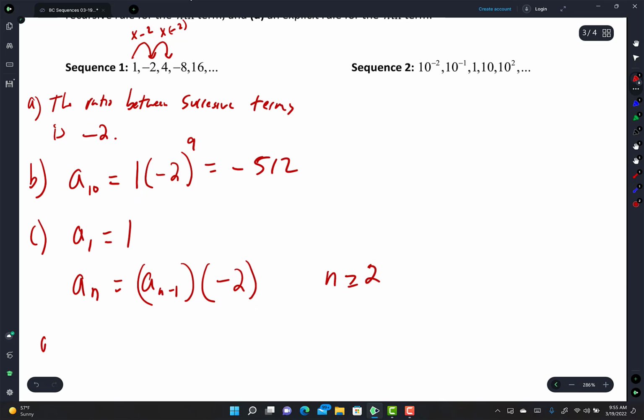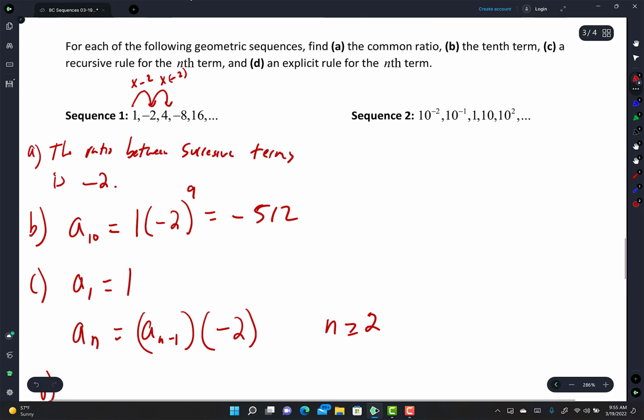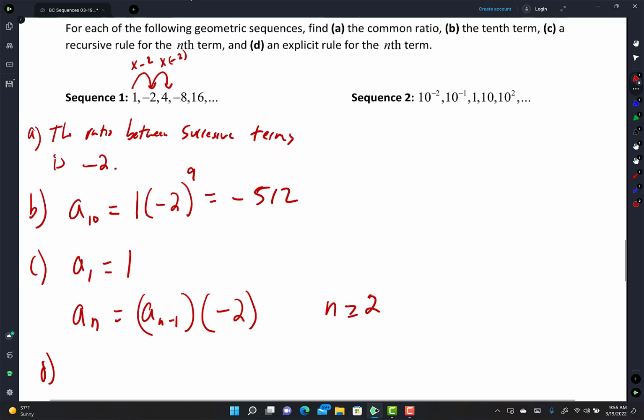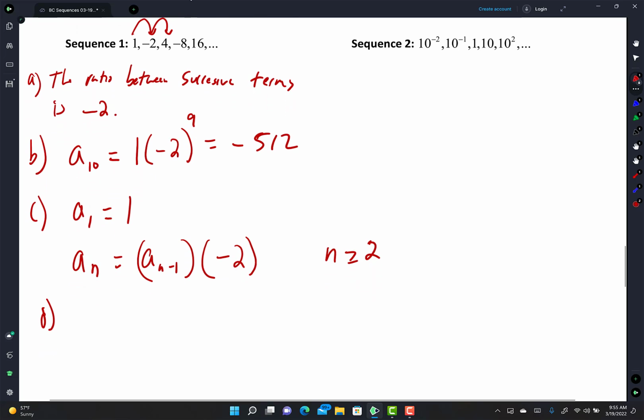Letter D. What do they want for letter D? An explicit rule. Oh, it's going to have to be the same thing. I think we can just go right off the bat. A sub n equals negative 2 times A sub n minus 1. Oh, of A sub n. Let's see if it works. Let's see if it works. 1. Nope, it doesn't work. A of n.